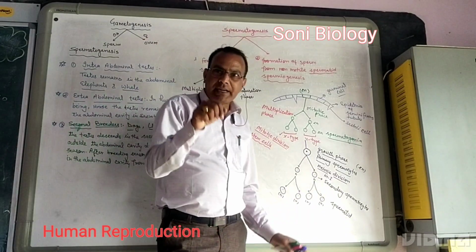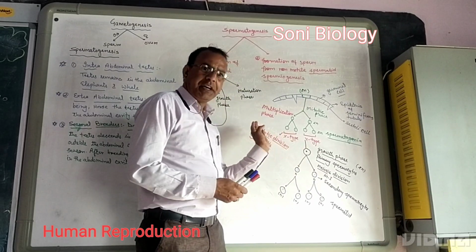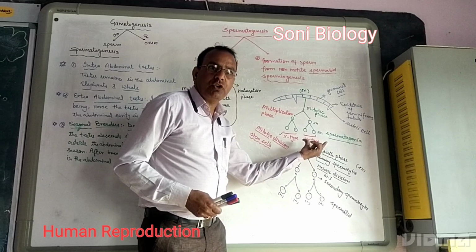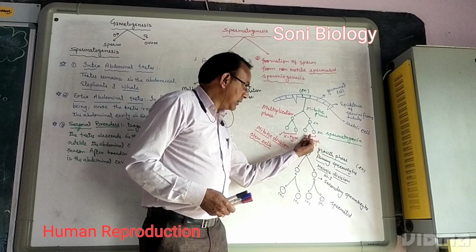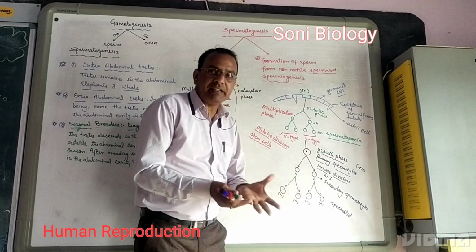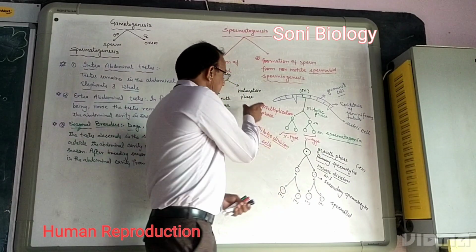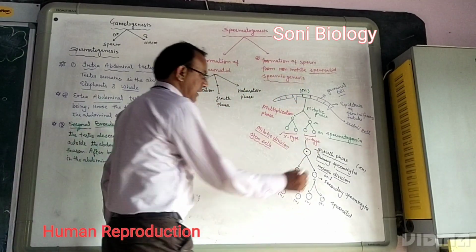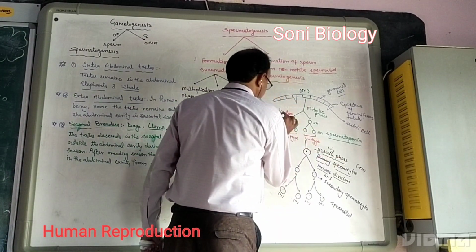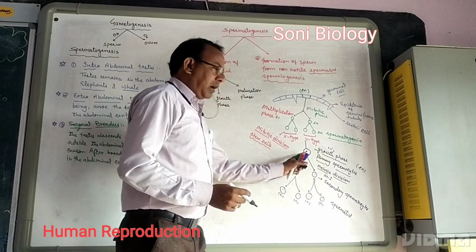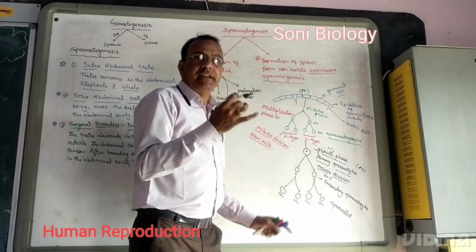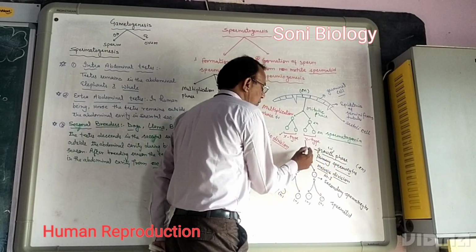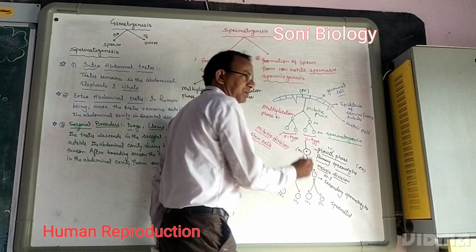The second, Y type cells, leave the mitotic division. They enter another phase. Due to the accumulation of food, the cells gain food and increase their size. This is called growth phase. This is the second phase. As the cells gain their growth, this is called primary spermatocyte. The primary spermatocyte is a diploid cell.